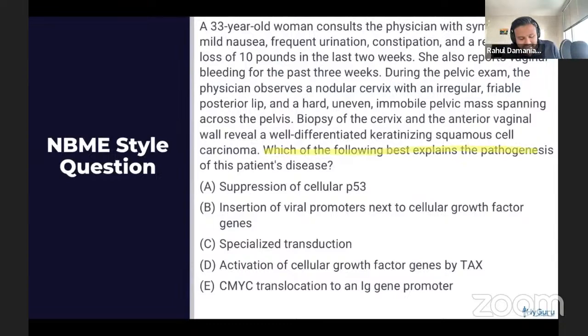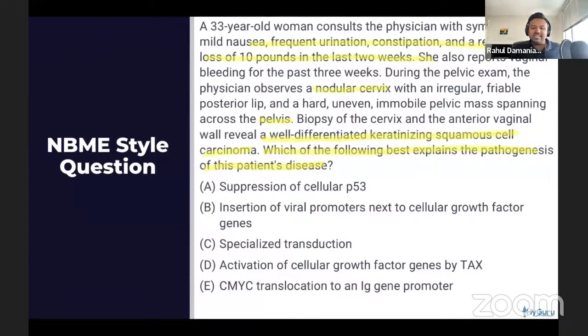Which of the following best explains the pathogenesis of this patient's disease? A 33-year-old woman consults the physician with symptoms of mild nausea, frequent urination, constipation, and a recent weight loss of 10 pounds in the last 2 weeks. She also reports vaginal bleeding for the past 3 weeks. During the pelvic exam, there's a nodular cervix, irregular, friable, hard, uneven, immobile pelvic mass spanning across the pelvis. Biopsy of the cervix and the anterior vaginal wall reveal a well-differentiated keratinizing squamous cell carcinoma.